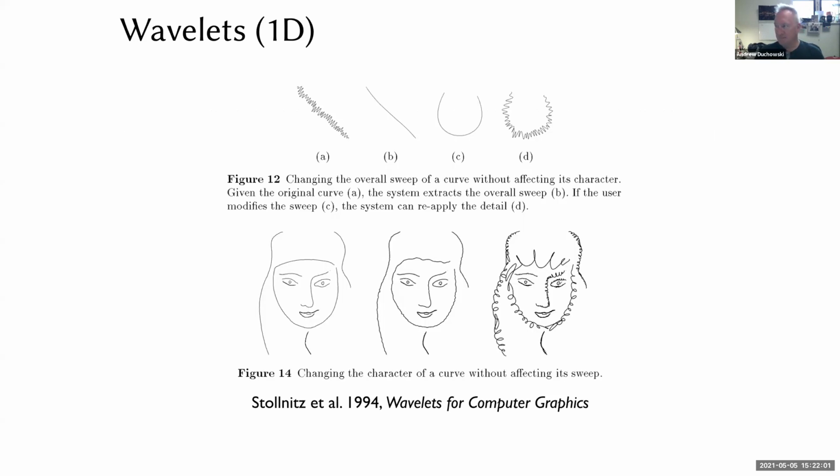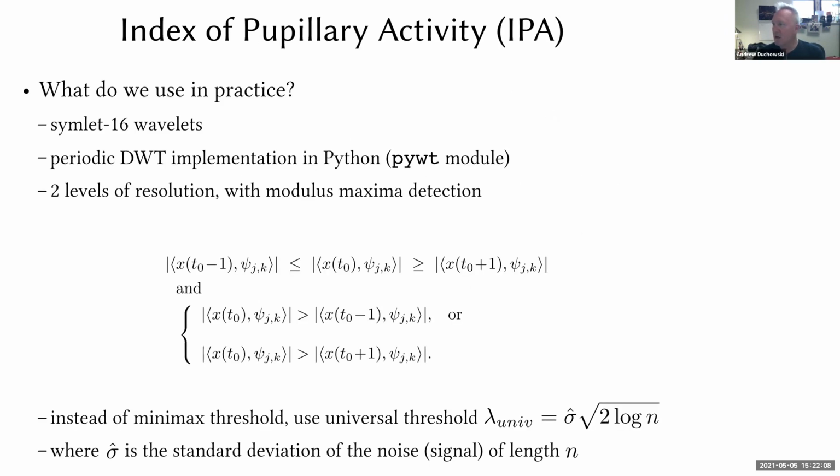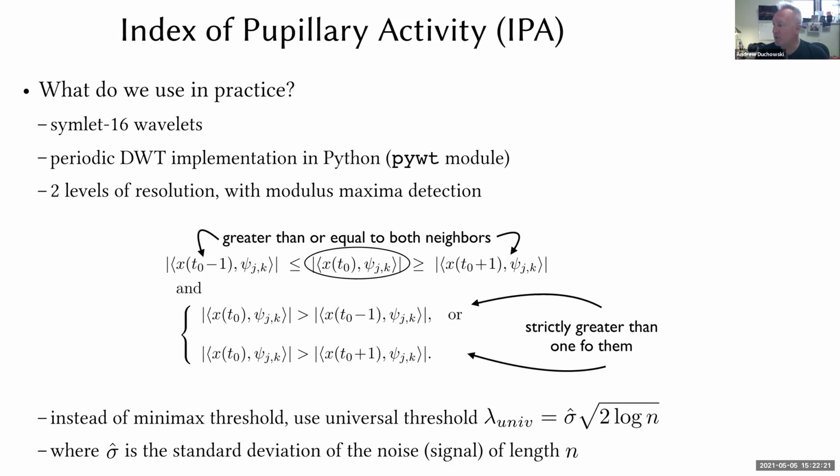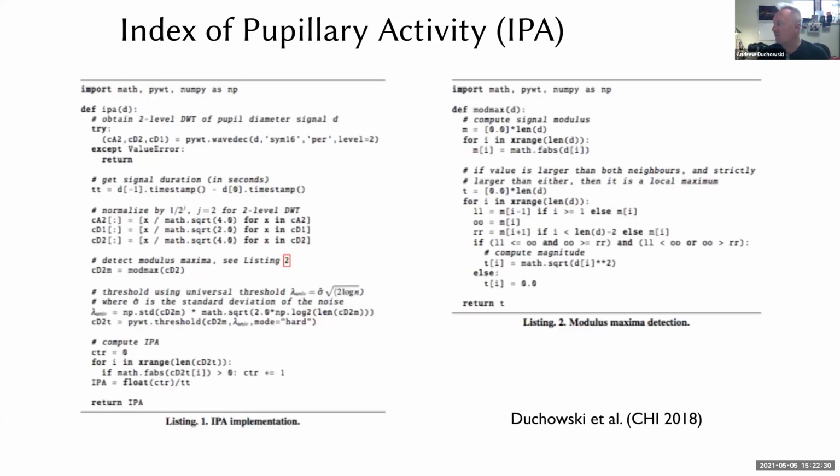In 1D, similar idea, you can get a smooth version of the signal that's been popularized in computer graphics. So for us, for the IPA, to find these edges, the spikes in the signal, we also added modulus maxima detection, which just means that the edge needs to be greater than or equal to both of its neighbors, and strictly greater than at least one of them. Then you can threshold on top of that, and count the number of spikes. Here's the algorithm. It's not very long. And here's what it looks like.